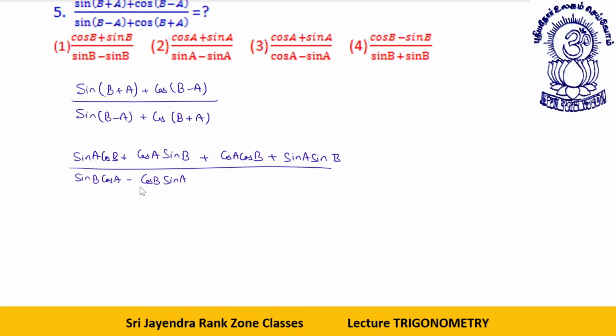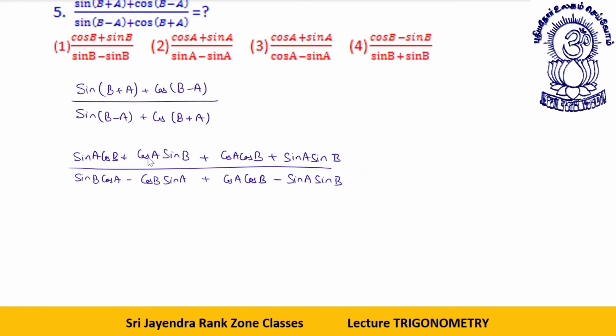Sin B cos A minus cos B sin A, plus cos(B plus A) will be cos A cos B minus sin A sin B. In the denominator, it is cos(B plus A), so it will be minus over here, minus sin A sin B. Okay, now I will club things.